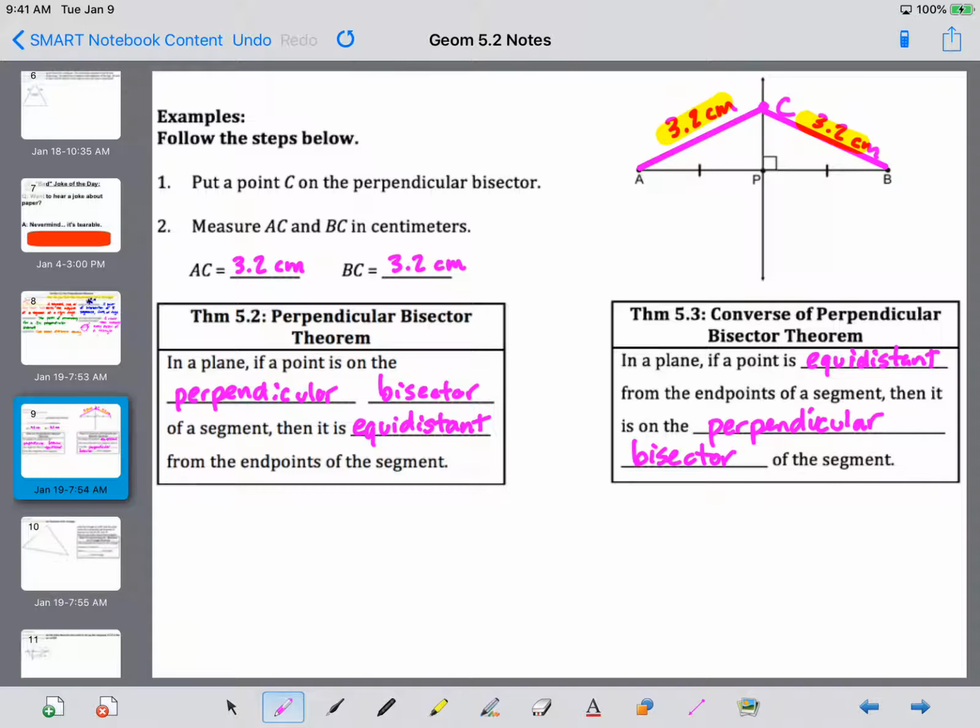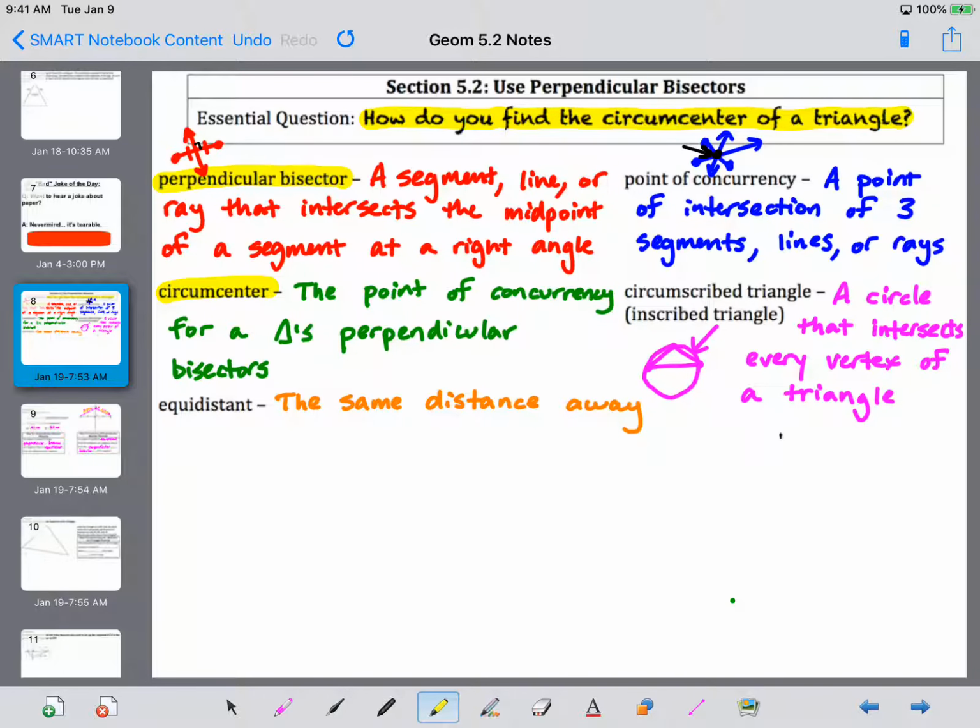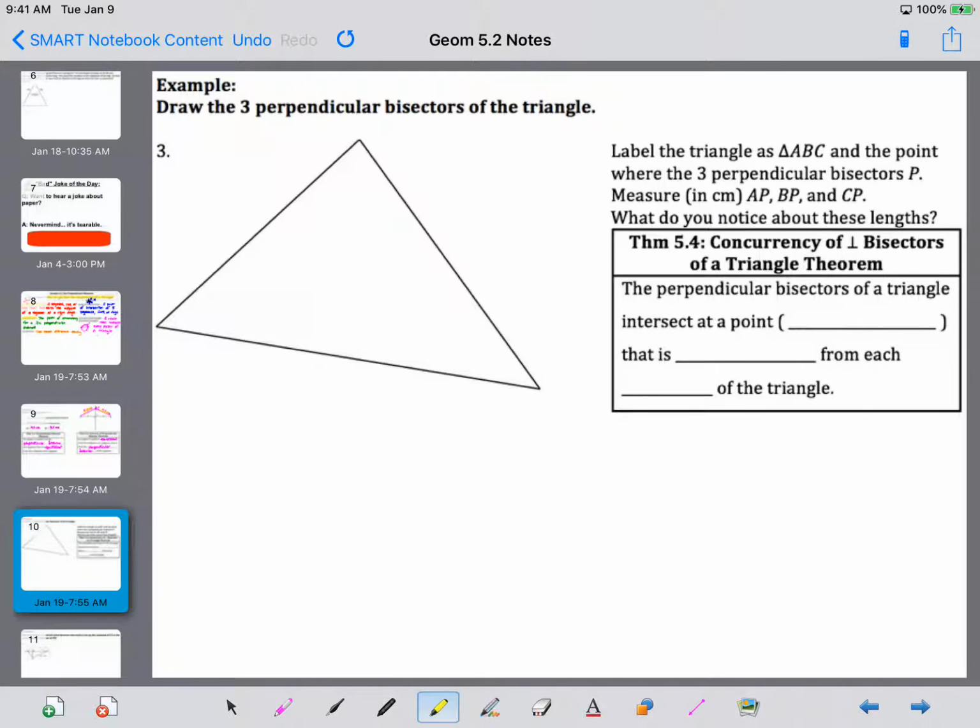Okay, so now let's actually get into that third vocabulary word. In our next example, we're going to figure out what this word circumcenter means. So what we're going to do is draw the three perpendicular bisectors of the triangle. How I do this is I get a note card, because I know a note card has a right angle, and I line it up to create my perpendicular lines. And if you're not sure what I mean by that, you can come find me. I can show you an example, and I think you'll get the hint.